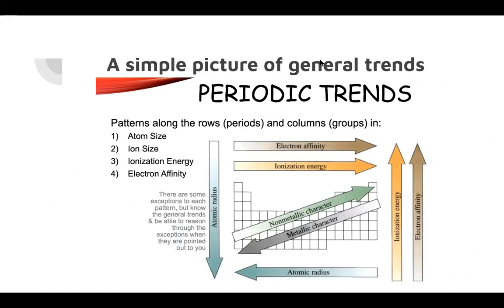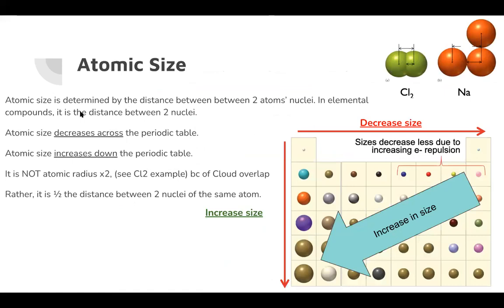And so now that we've talked about the families of the periodic table, we can jump into the trends. We're going to start with atom size, and then after we talk about atom size and how that trends on the table, we'll go into ion size, and then after that, ionization energy, and lastly, electron affinity.